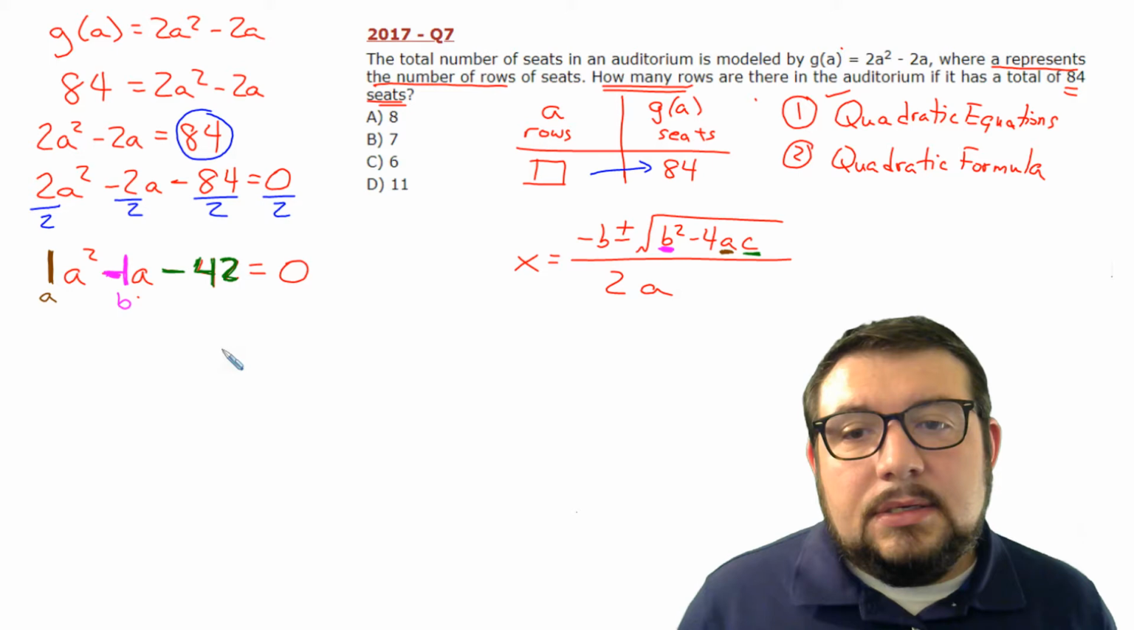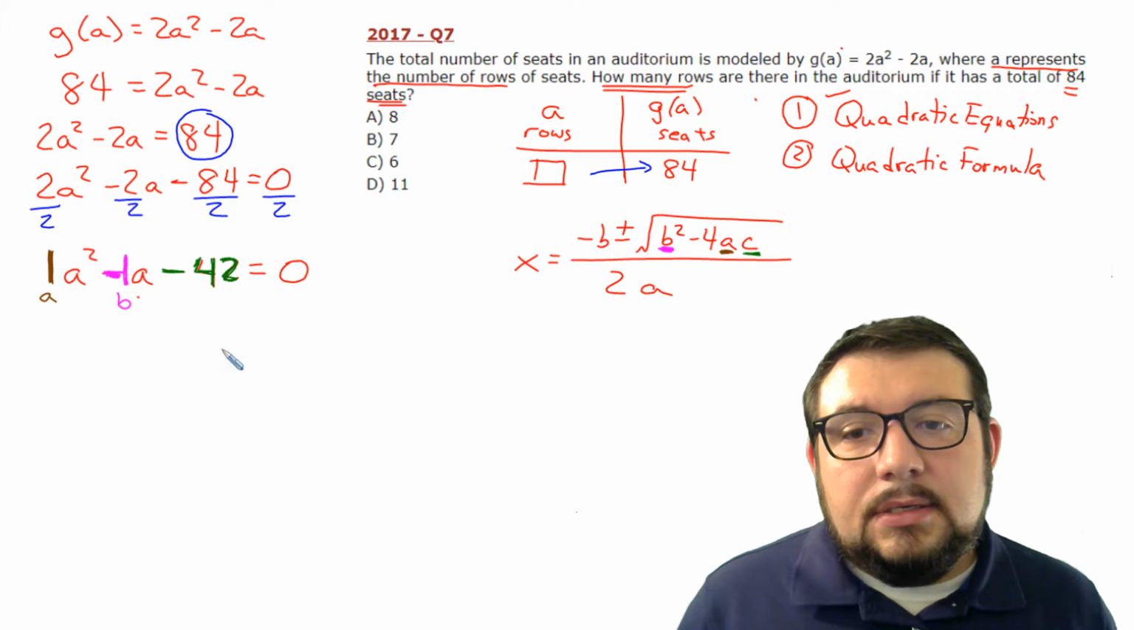Okay, negative B. Well, B is -1, and the negative of -1 is +1. Okay, plus or minus the square root. B squared. Well, -1 times -1 is +1.